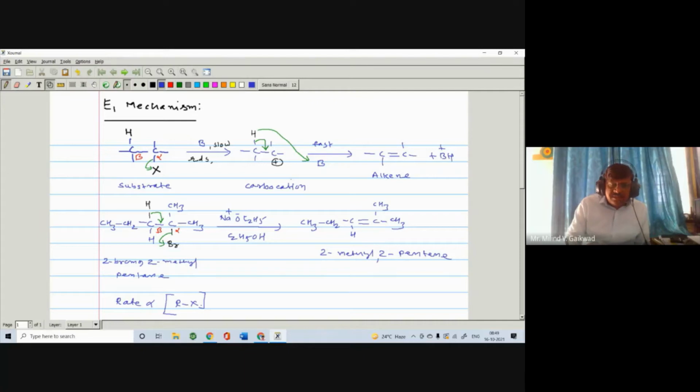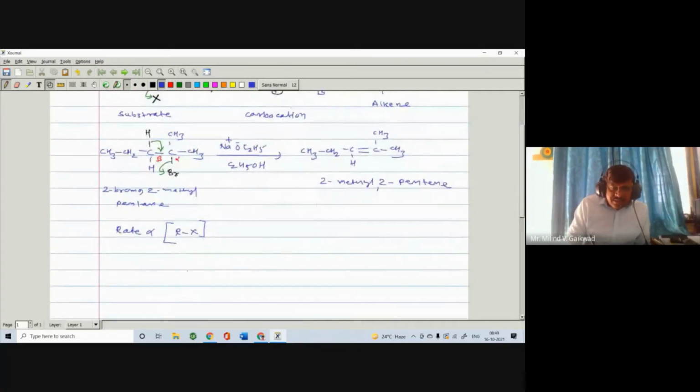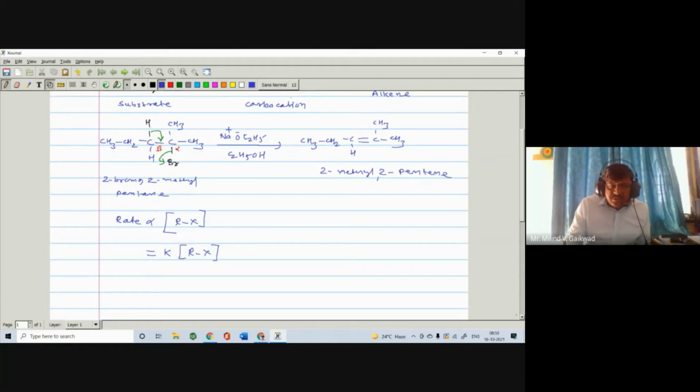We can take the substrate in the above case. So the rate of reaction depends upon the concentration of the substrate. Here we can remove the proportionality constant, so rate equals k[RX]. So it is a first order reaction. Only the substrate is involved in the RDS step. So the above reaction also can be explained by the mechanism. This is the rate of the reaction.